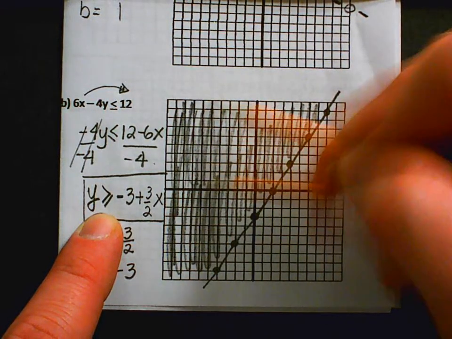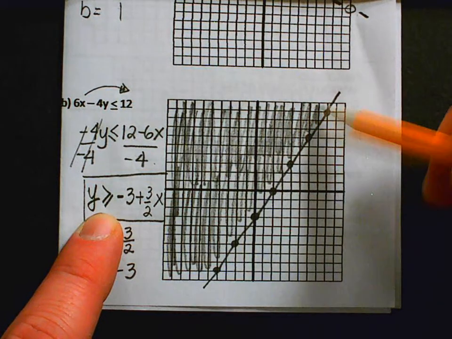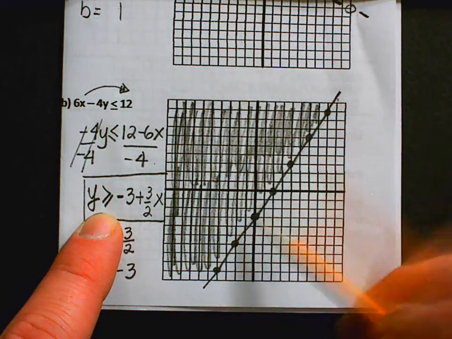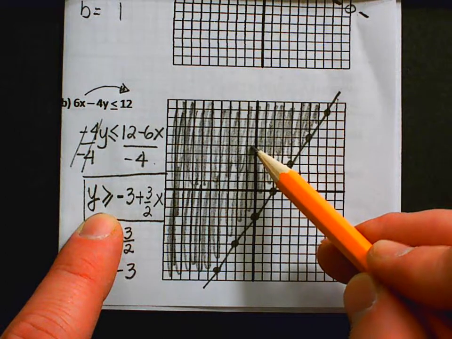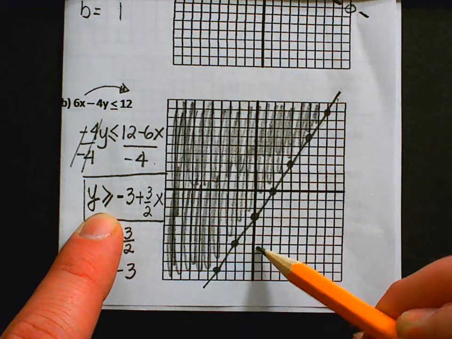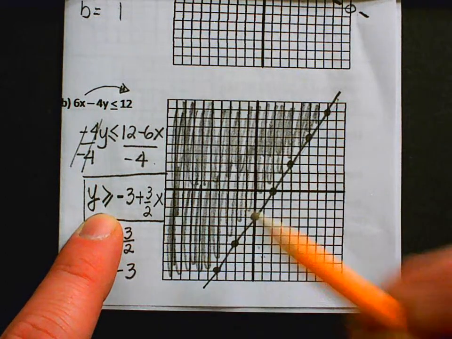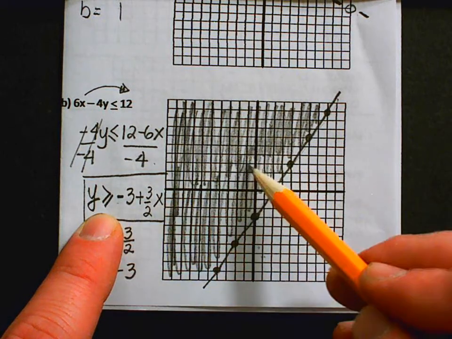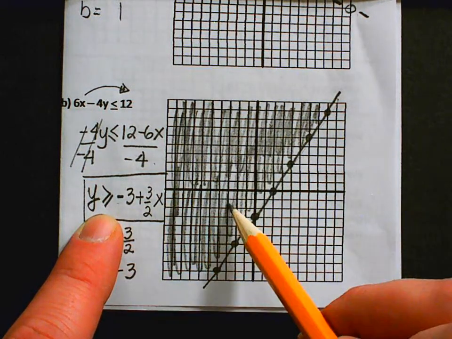One thing you can think of is a mountain. Imagine this is a mountain. Where would be above the mountain would be over here. Where would be below the mountain, or underground, would be over here. So greater than is above the mountain, so you're going to be shading right there.